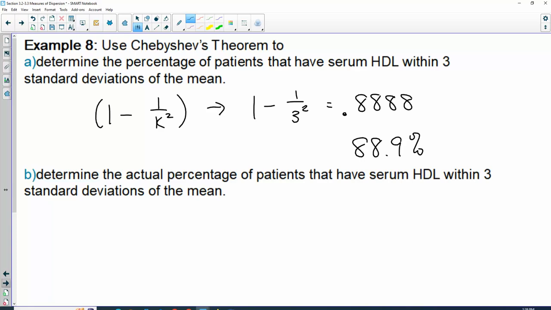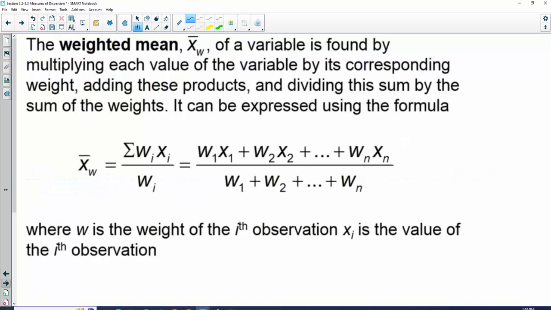So we use this when it's not bell-shaped. This seems so much faster. It is. I mean, it's just a straight percentage of your points that should fall in there. I'm not going to do part B, so we're just going to skip that.